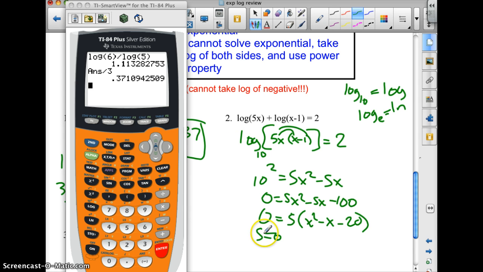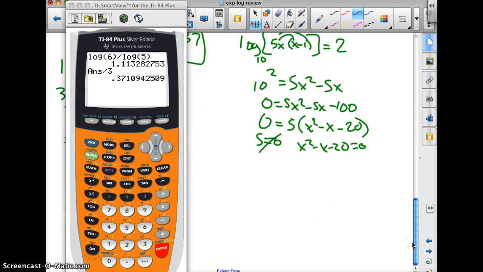Does 5 ever equal 0? No. Okay, so I set that first factor equal to 0, and it didn't really get me anywhere. But now I set this one equal to 0, and I have x minus 5 times x plus 4. That's going to equal 0. I get x equals 5, and I get x equals negative 4.